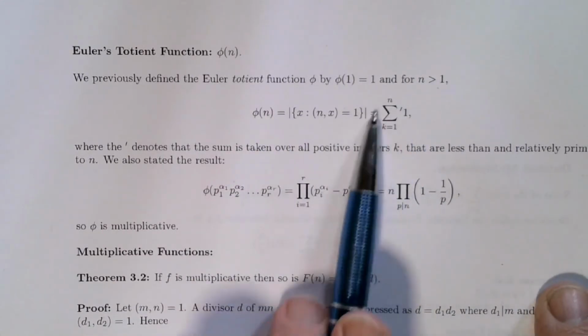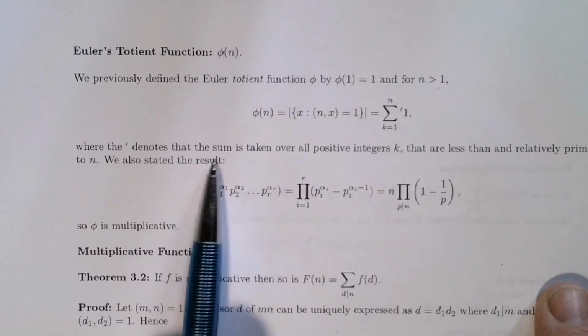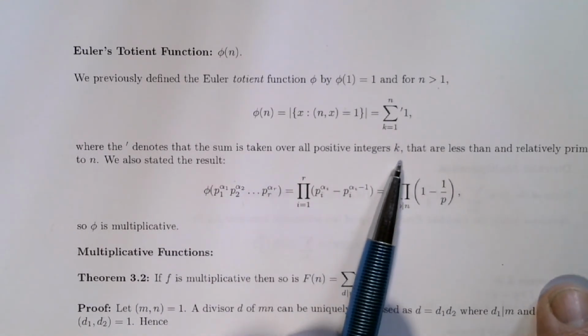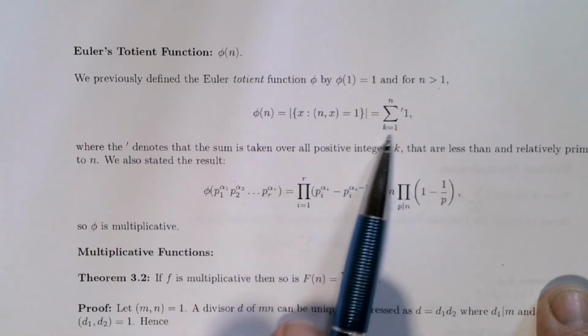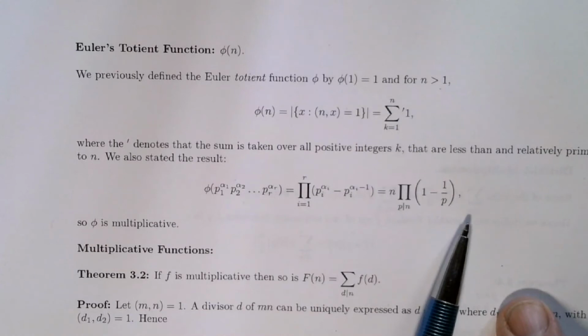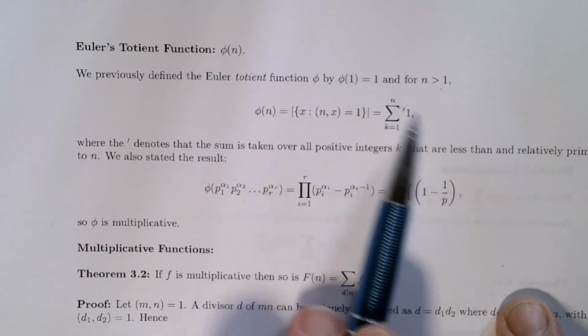We can write this using this rather strange notation with the dash here. The dash denotes the sum is taken over all integers k that are relatively prime to n. So this is a slightly different sum than you're used to. You take a sum from k equals 1 to n, but you only take the k's that are relatively prime to n and put a 1 there.